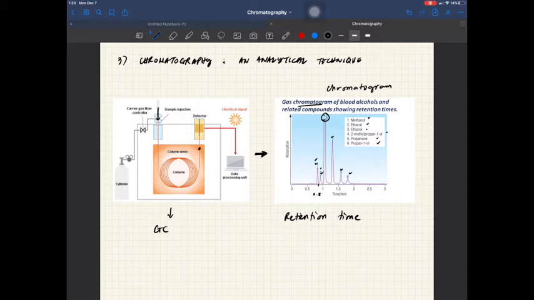Okay, once again, the takeaway of this slide is that the greater the retention time, the more strongly that particular component or compound is attracted to the column. It's true for either column chromatography or gas chromatography.